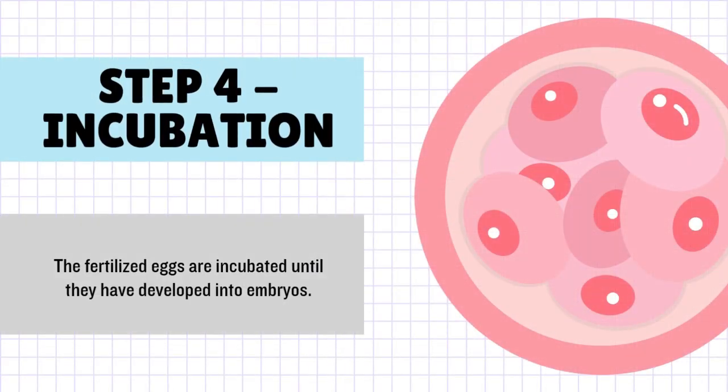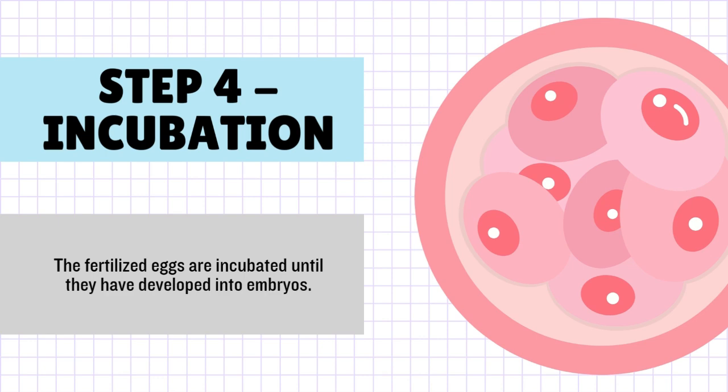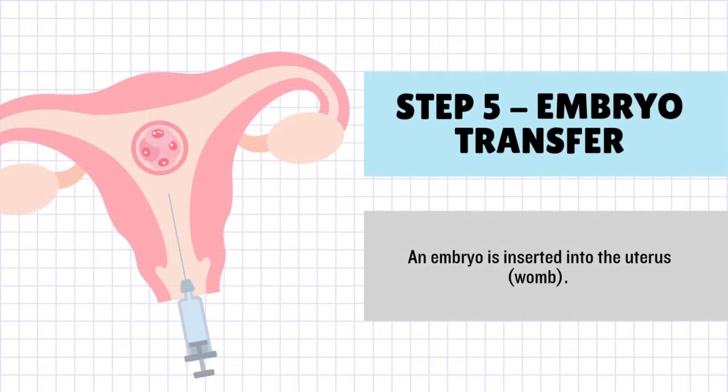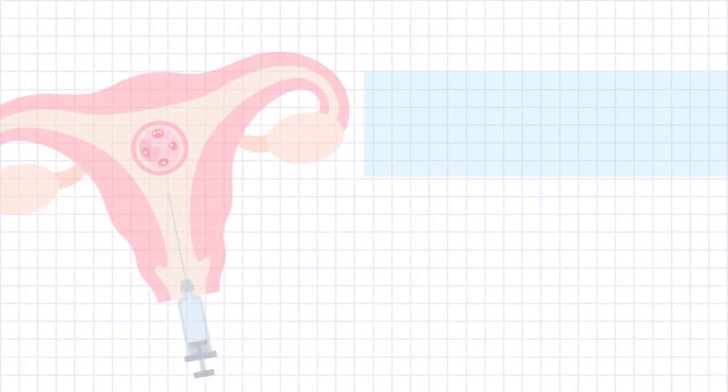Step 4. Incubation. The fertilized eggs are incubated until they have developed into embryos. Step 5. Embryo transfer. An embryo is inserted into the uterus, womb.